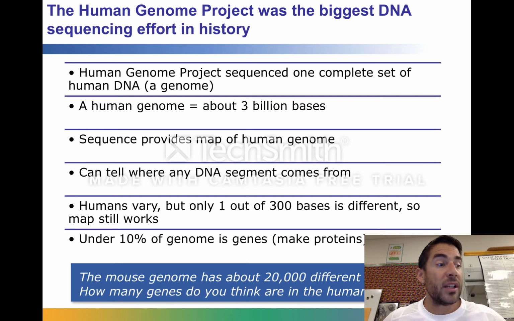Different people do have somewhat different DNA sequences, but the differences are relatively small. Usually only about 1 out of every 300 bases is different between people. So even though the HGP is just one complete set from a mix of individuals, it can still be used as a map for everyone.